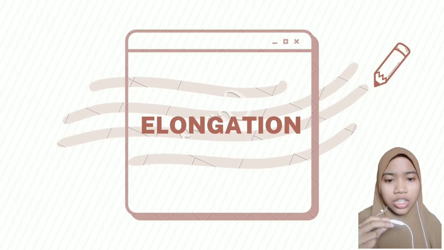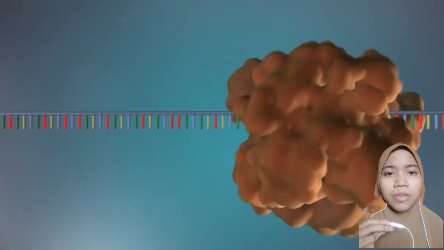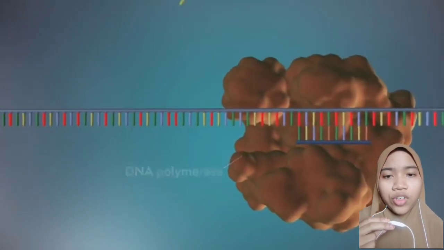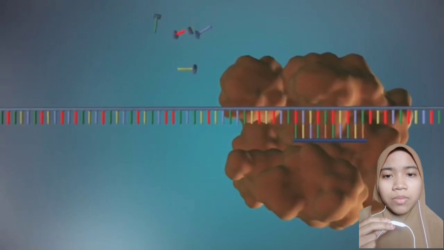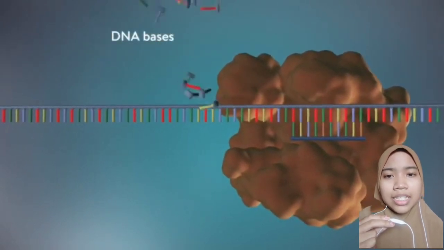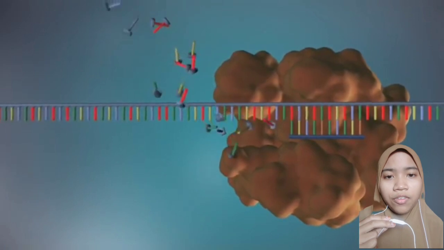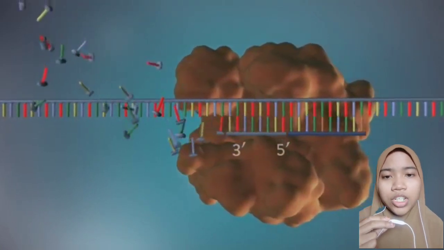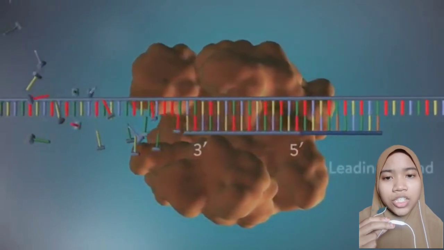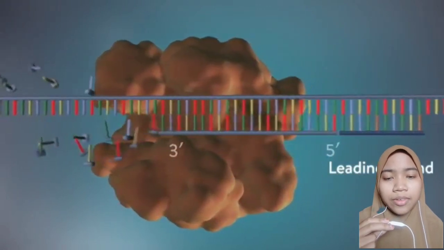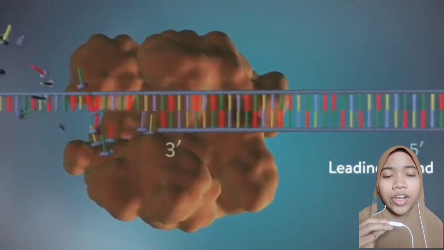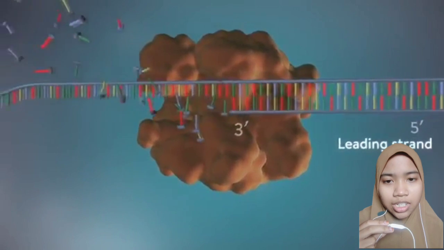For elongation, an enzyme called DNA polymerase binds to the primer and will make the new strand of DNA. DNA polymerase can only add DNA bases in one direction, from the 5' end to the 3' end. One of the new strands of DNA, the leading strand, is made continuously, with DNA polymerase adding bases one by one in the 5' to 3' direction.